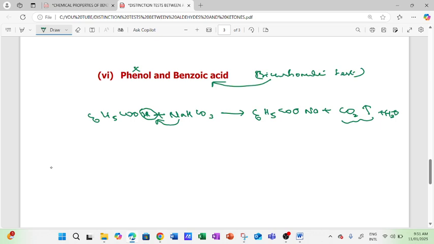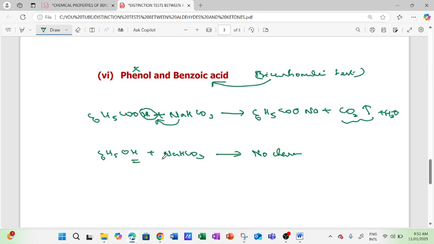But if it is phenol, C6H5OH, when you add sodium bicarbonate, you will not get this observation. No brisk effervescence, so no characteristic observation because of the absence of an acid group. It is an alcoholic group. So only the acid group gives the bicarbonate test.